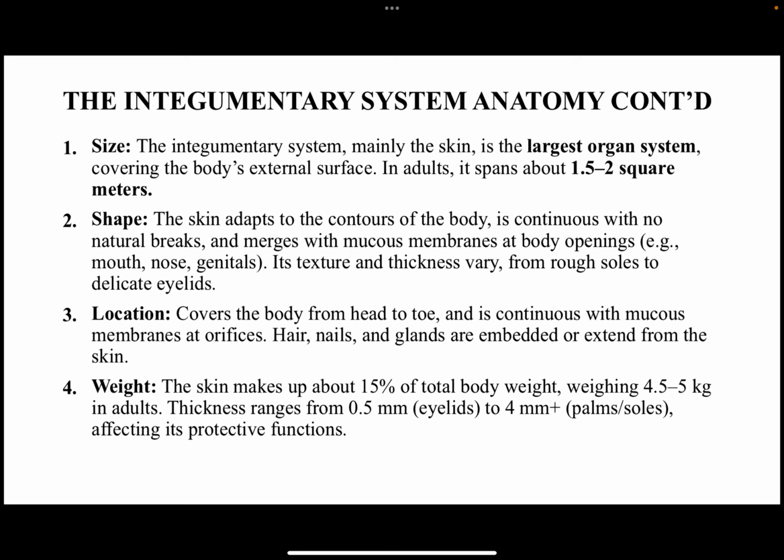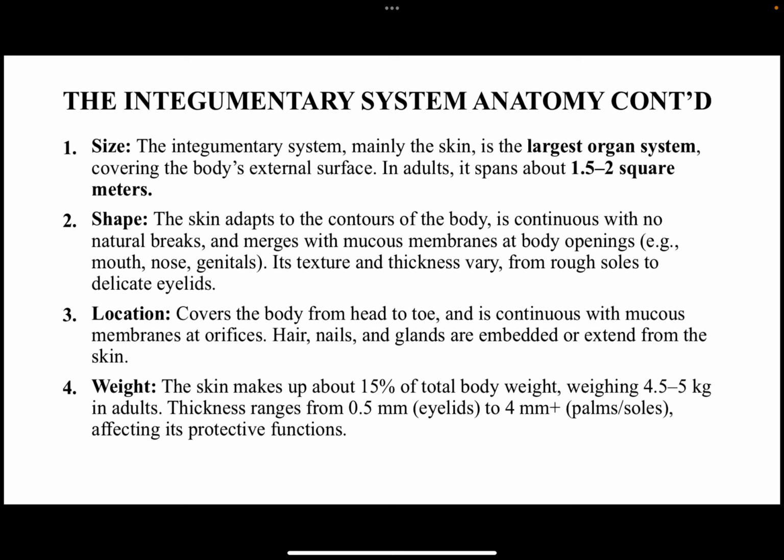Now let's look at the organs of the integumentary system. In anatomy, when we say a system, we mean a group of organs coming together. So one question you should ask yourself is, what are the organs that form the system? The organs of the integumentary system are the skin, the hair, the nails, the sweat glands, the sebaceous glands, and the sensory receptors. We also have blood vessels and lymphatic vessels. These are all organs of the integumentary system.